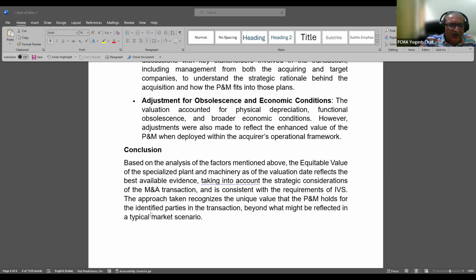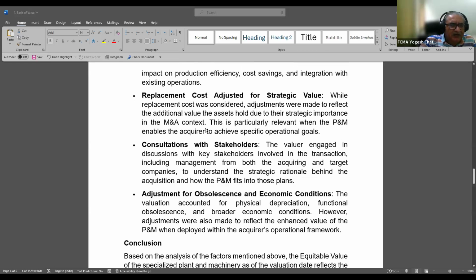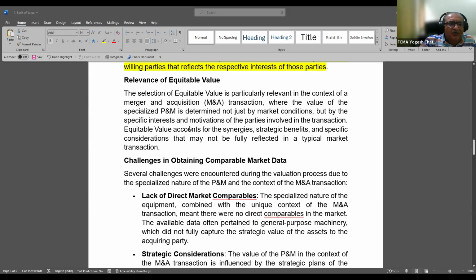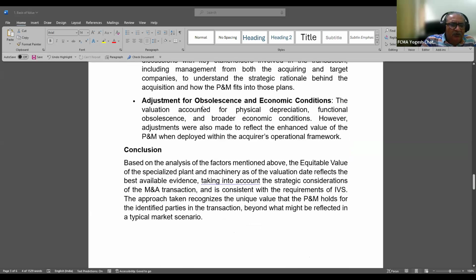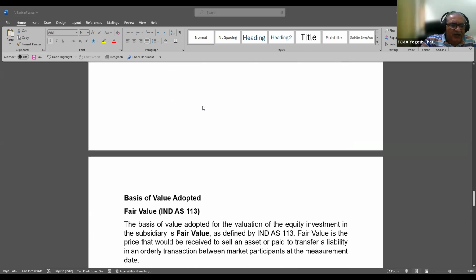So the approach taken recognizes the unique value that plant and machinery hold for identified parties in the transaction, beyond what might be reflected in a typical market scenario. So that is how we need to incorporate detail for this particular component of the valuation report, basis of value. And this is just a suggested approach, taking a hypothetical scenario. And in the same way, now we will go through SFA evaluation.